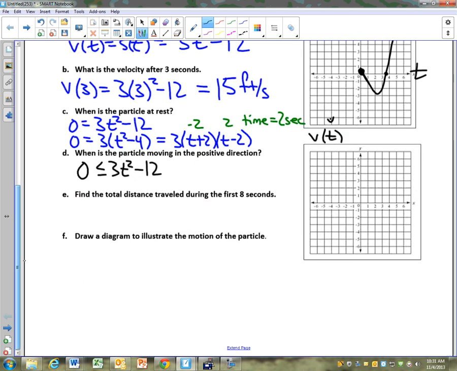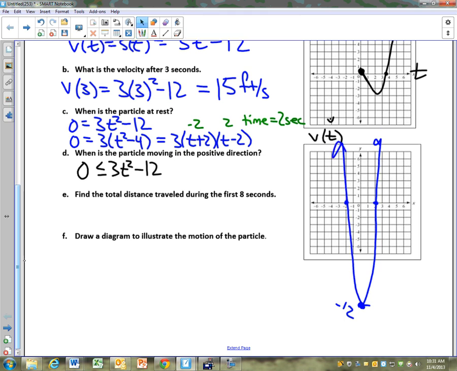Let's look at this graph. You guys told me that this looks like a parabola, does it not? Shifted down how many units? 12? Y-intercept is negative 12. So it starts all the way down here, and it crosses the x-axis at what two values? Positive 2 and negative 2. So if you look at this parabola, it looks something like that. Now, can we have negative time? No, so we can get rid of that back part of it, but that's what the graph looks like.